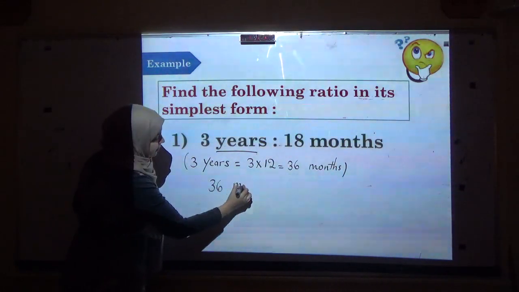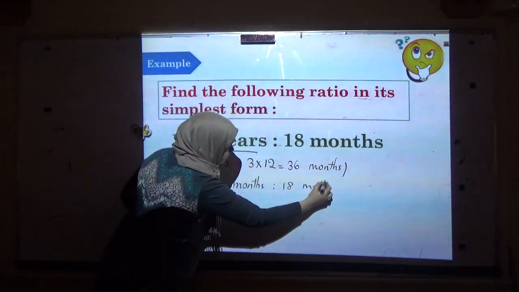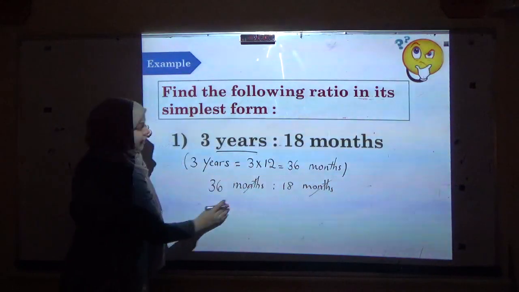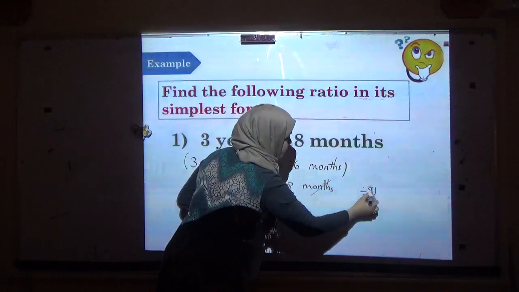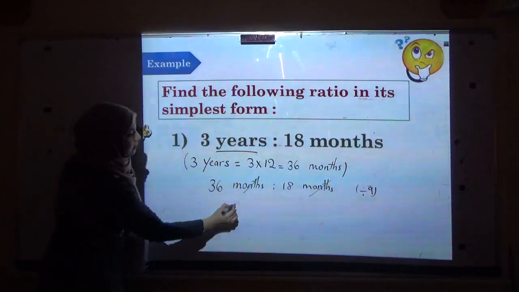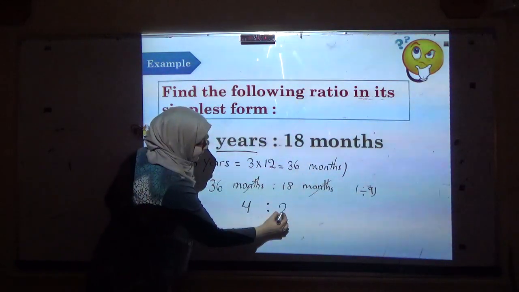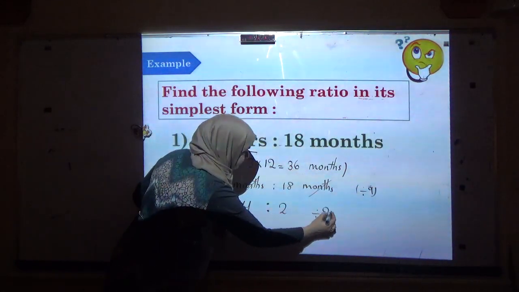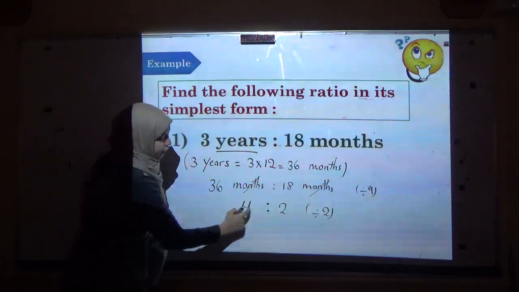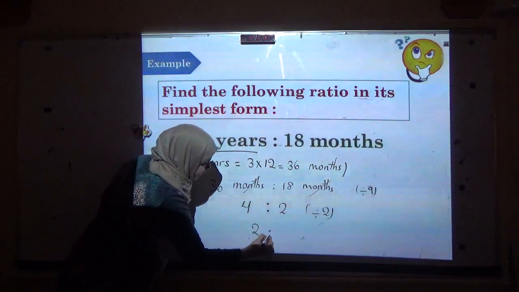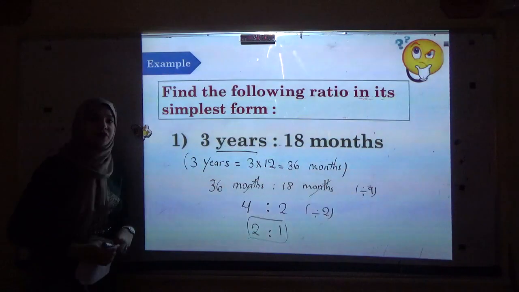36 to 18. Cancel this unit and divide the two terms by 9. 36 divided by 9 equals 4, and 18 divided by 9 equals 2. Also, we have another common factor between 4 and 2, which is 2. Divide the two terms by 2. 4 divided by 2 equals 2, and 2 divided by 2 equals 1. So the ratio in the simplest form is 2 to 1.